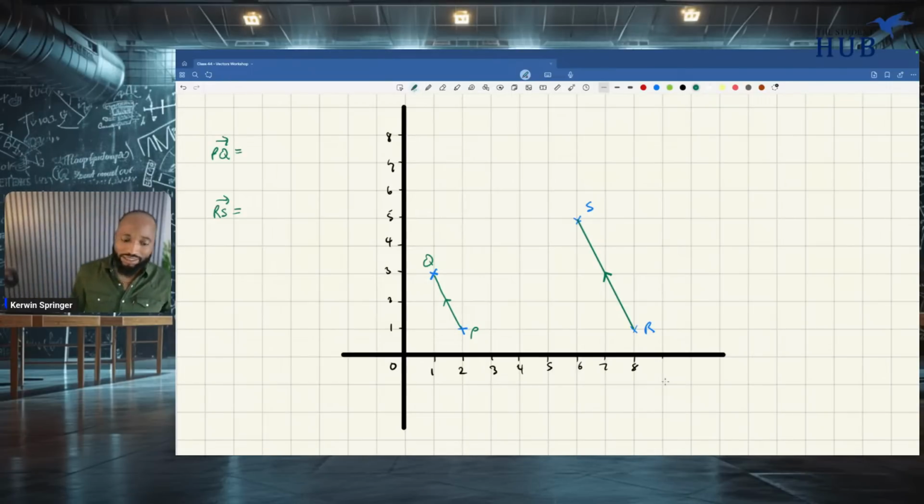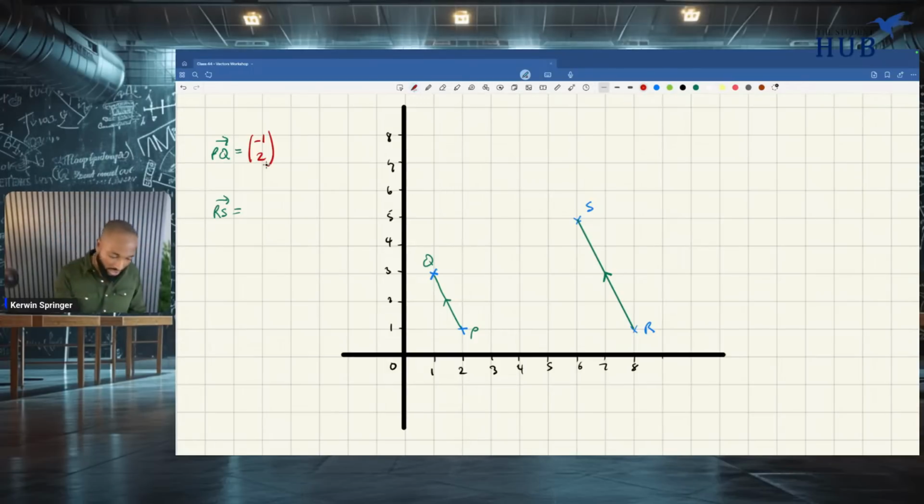Finally, Kyle, come to the front of the class. PQ means go back 1, go up 2. If you're going backwards, it's negative 1, 2. Wiley's getting that wrong.